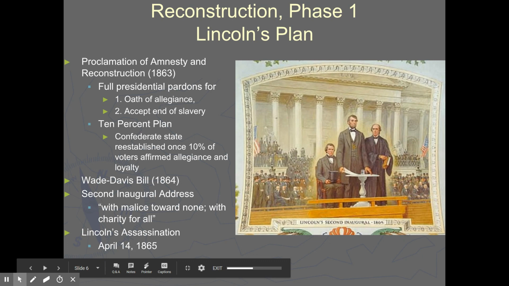So, very lenient. At Appomattox Courthouse, if you remember, Ulysses Grant told Lee, "Put down your weapons and go home." There was no treaty, no harsh punishment. And so if you look at this plan, it's a very lenient plan. So who would be against this? Who would not want it? It would be somebody who would want to punish the South.